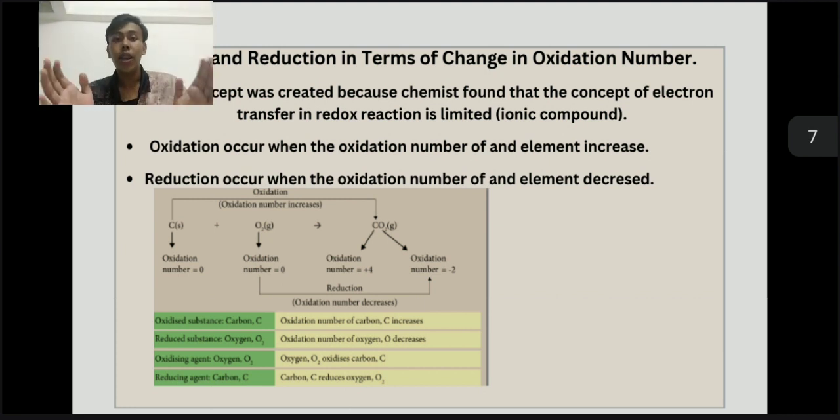In this example here, as you can see, carbon is actually being oxidized because it gains oxidation number, while oxygen is being reduced because it loses oxidation number. That makes oxygen the oxidizing agent, while carbon is the reducing agent. Both of them combine to create carbon dioxide.